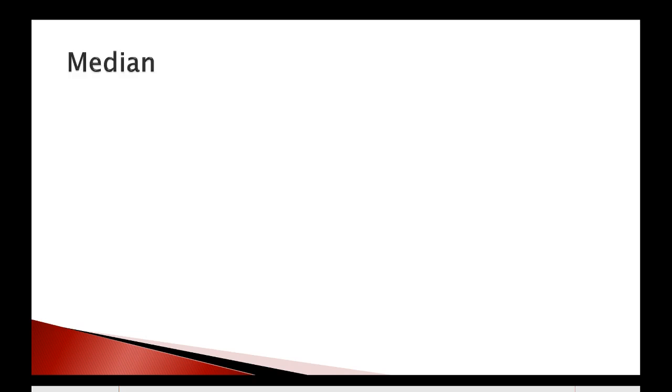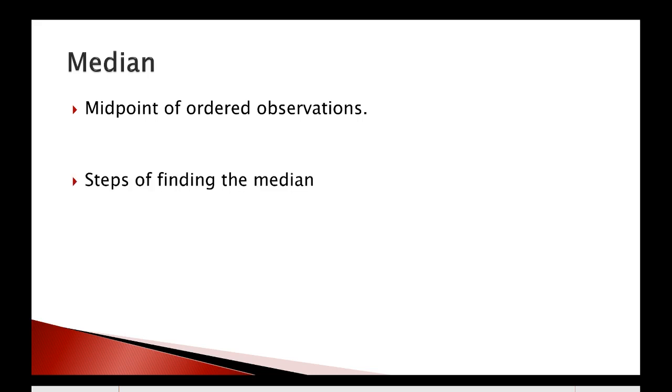Next, we're going to talk about the median. Median is nothing but the midpoint of a data set once the data set is ordered. So we can define median as the midpoint of ordered observations. We can find the median in two simple steps. The first step is always to arrange the dataset in increasing order.